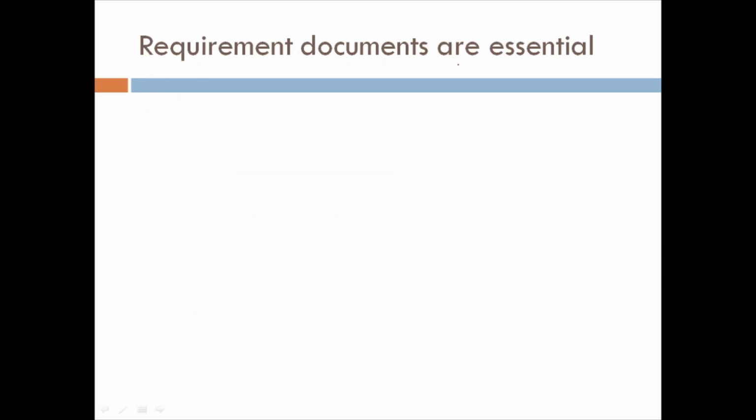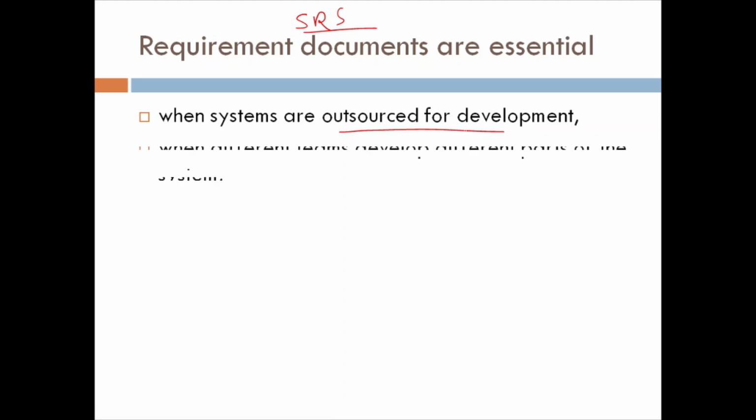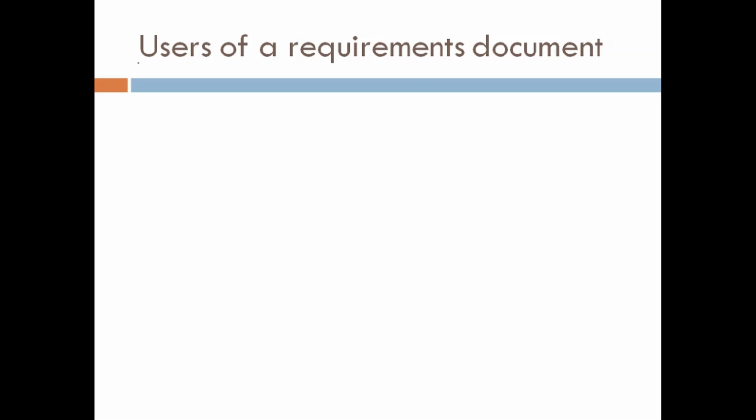Requirement documents, that is SRS, become essential when systems are outsourced for development, when different teams develop different parts of the system, and when a detailed analysis of the requirements is mandatory. Who are the users? System customers. They specify requirements and read them to check that they meet their needs. Customers specify changes to the requirements. So one of the important users of SRS is system customers.